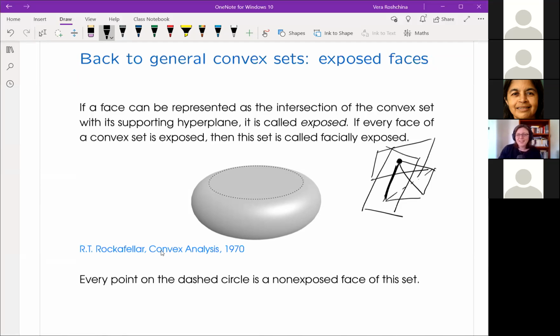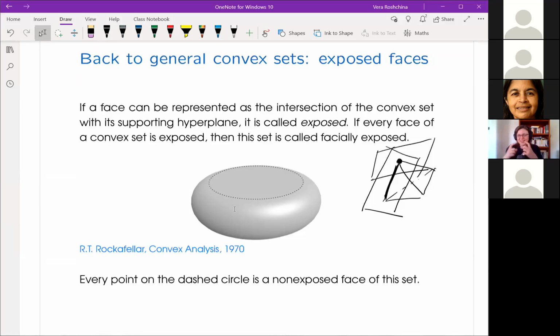And this is a very classic example from the convex analysis book by Rockafellar, which is like our Bible in convex analysis and convex geometry. It's kind of a torus, and you take a convex hull of the torus. And this is an example of a set that has an unexposed face.